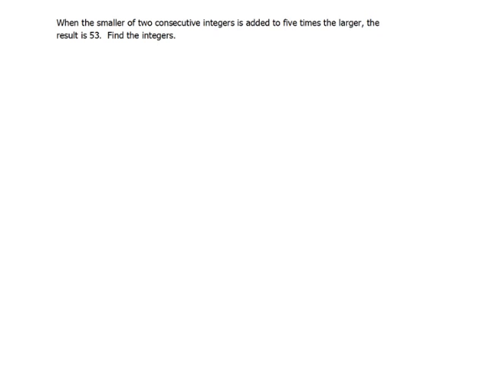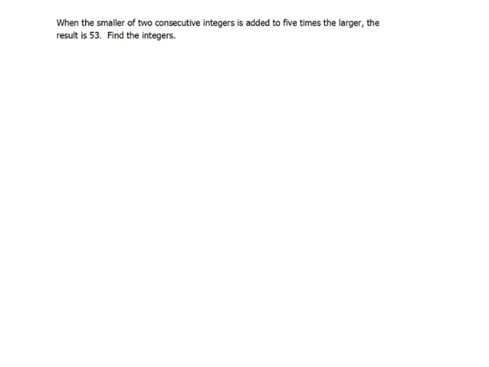Alright, so here we have a consecutive integer problem, and this one says when the smaller of two consecutive integers is added to 5 times the larger, the result is 53. Find the integers.